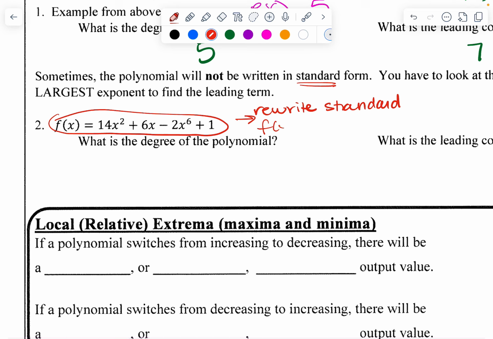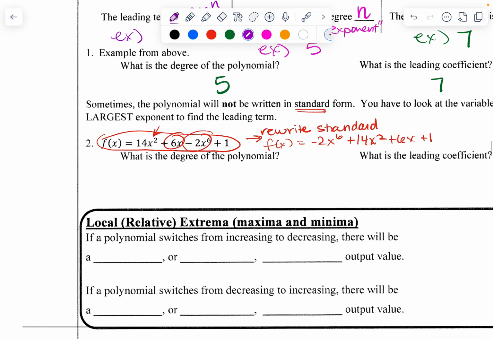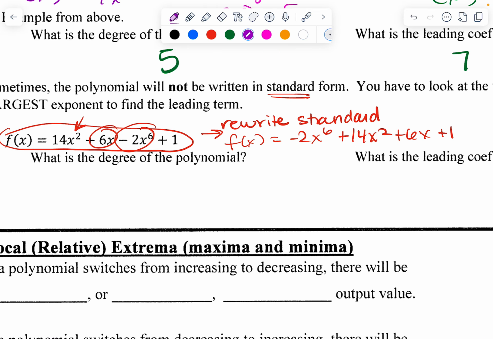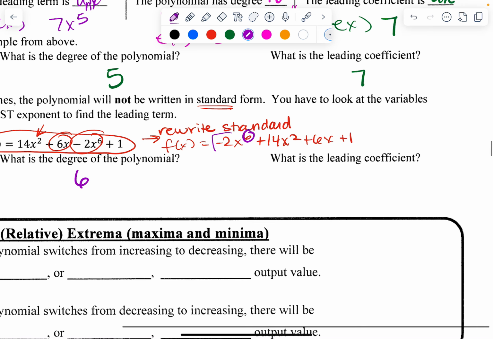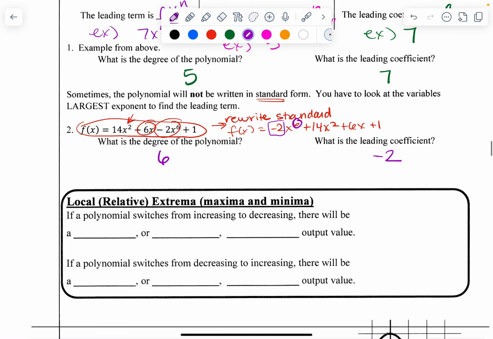So that would be f of x equals negative 2x to the 6th. Don't forget that negative in front of it. And then the next one would be positive 14x squared, and then positive 6x, and then plus 1. So again, we're going in descending order. So the degree here would be the highest exponent, which we see is 6. And the leading coefficient is the coefficient in front of that term, which is negative 2. While the leading term would be all of negative 2x to the 6th.